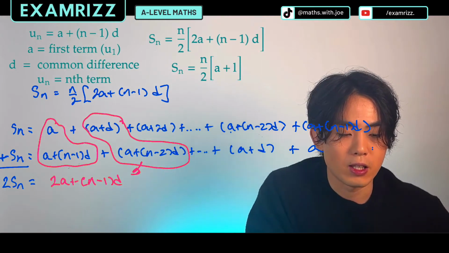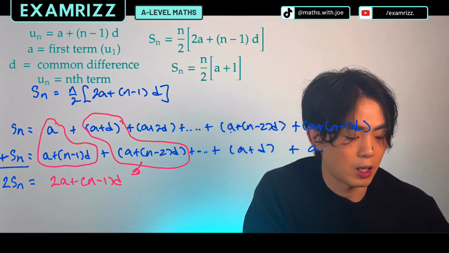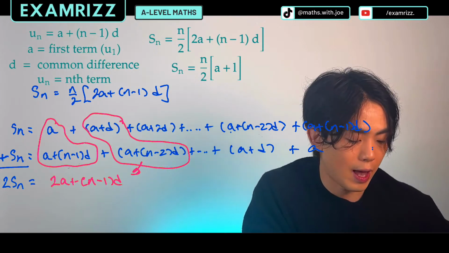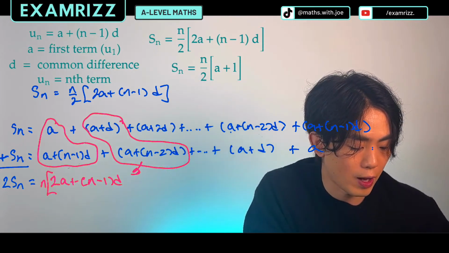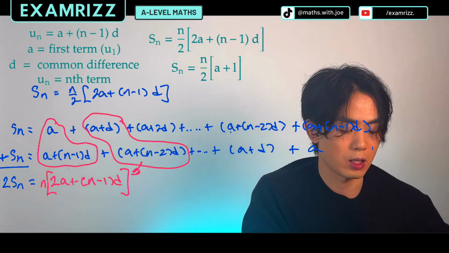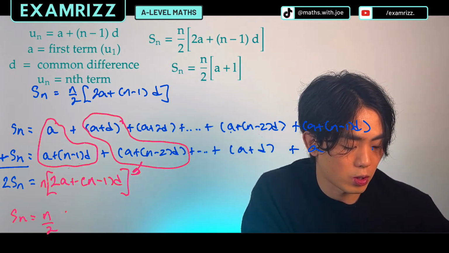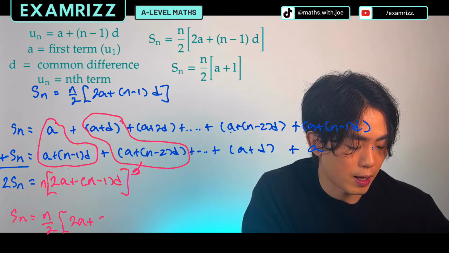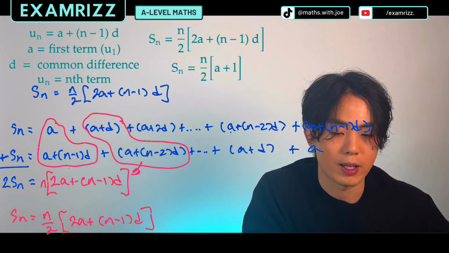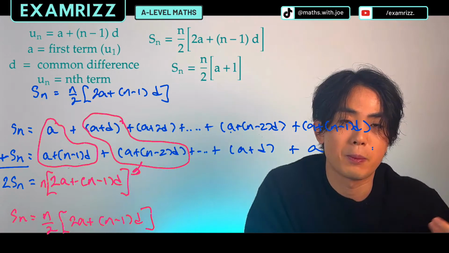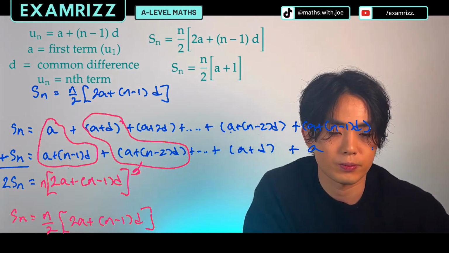And what this means is essentially that we just get n terms, or n amounts, of this 2a plus n minus 1d. And so because I want Sn, I simply have to divide by 2. So I get n over 2, 2a plus n minus 1d. And this is how we create the sum equation for an arithmetic series.